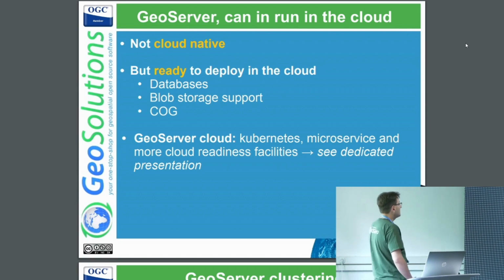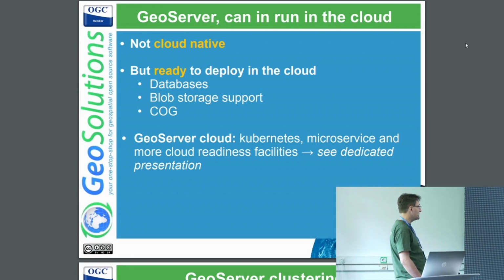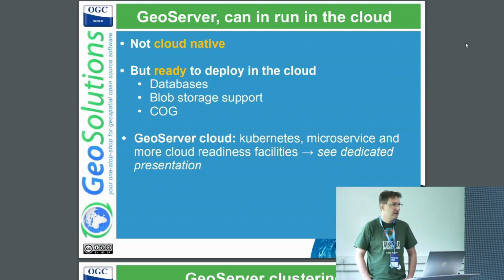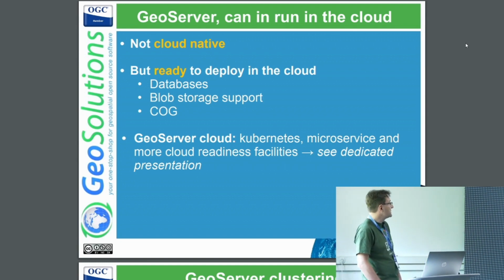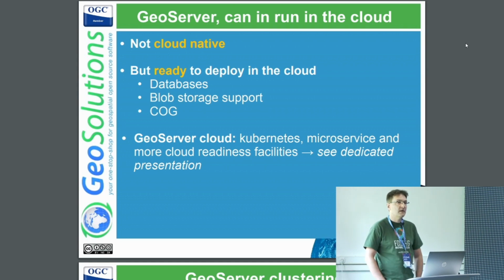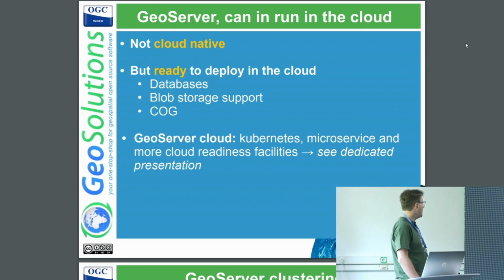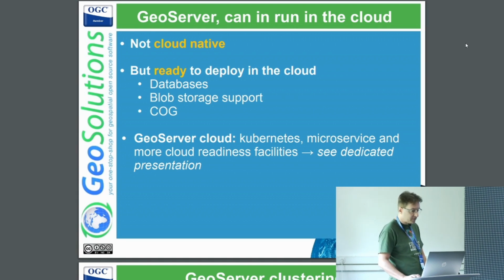There is a GeoServer Cloud project specific for Kubernetes deployment with a microservice architecture. I'm not going to cover it because I don't know it, to be honest. I haven't had a chance to look into it. And there is a dedicated presentation that Gabriel gave yesterday about it. I invite you to look at the slides for that presentation to cover specifically the GeoServer Cloud downstream project.